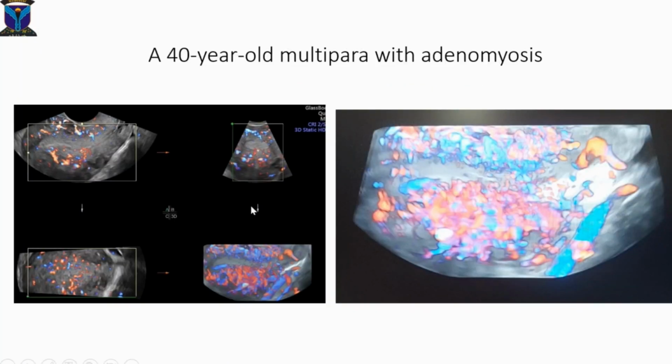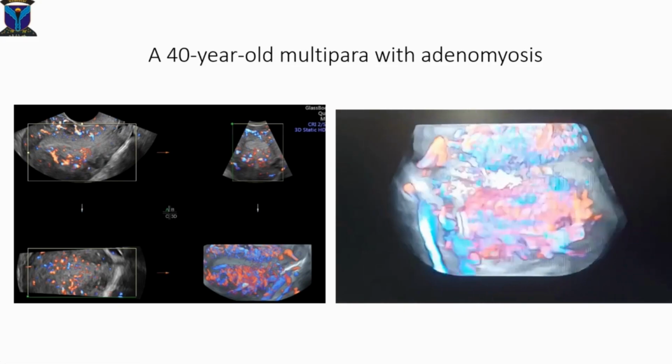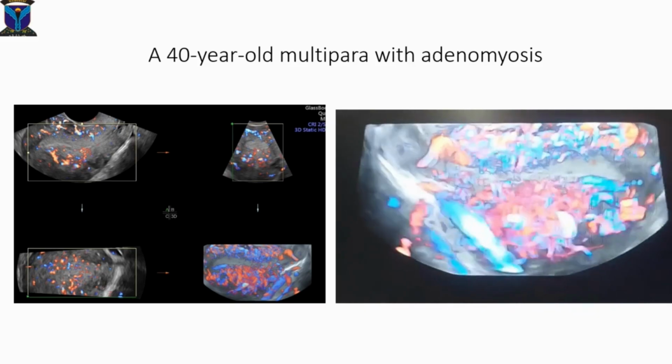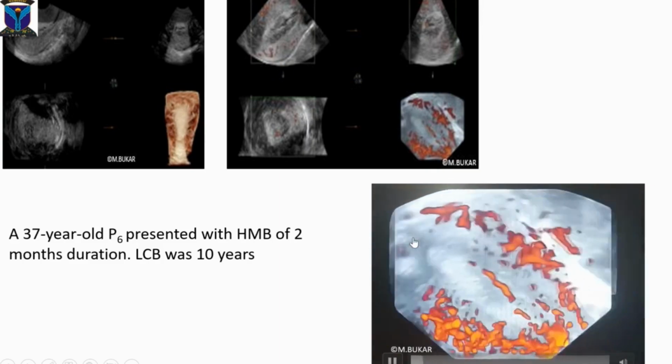This was a case of adenomyosis. Look at the rendered image. Look at the discipline arrangements of the vessels and on cine loop. This was again another case of adenomyosis. Look at the low density flow, the orderly arrangement, and the appearance on cine loop.